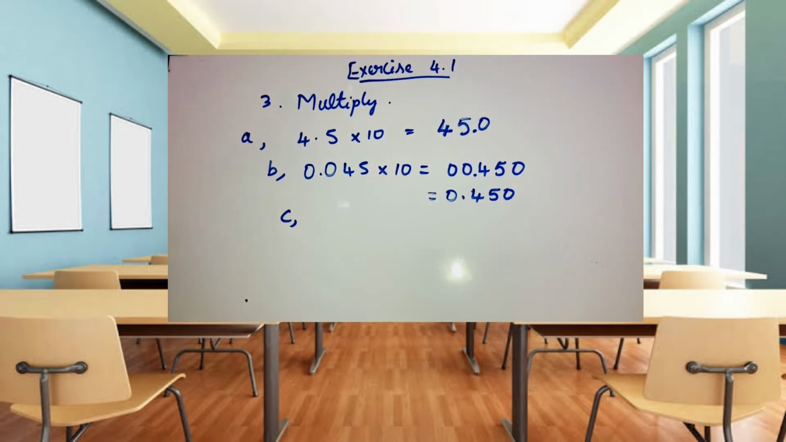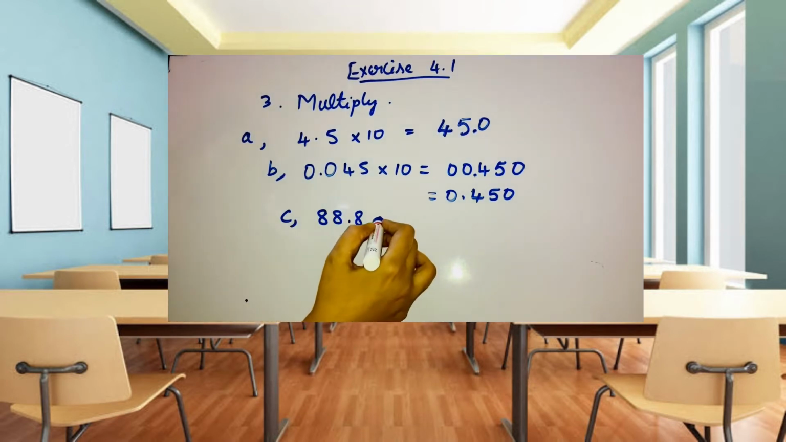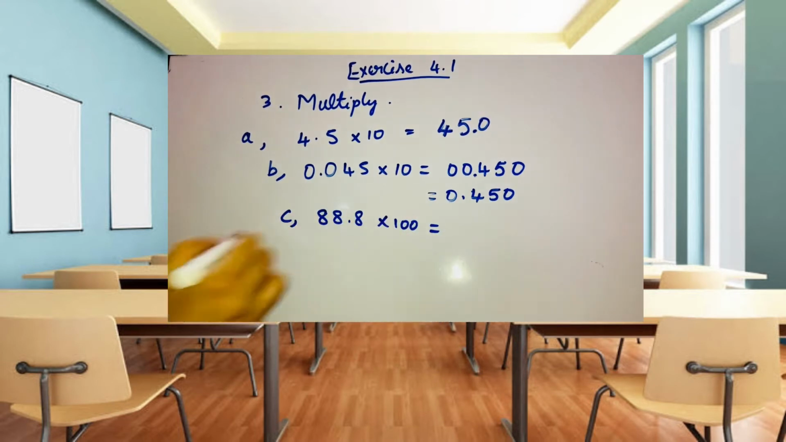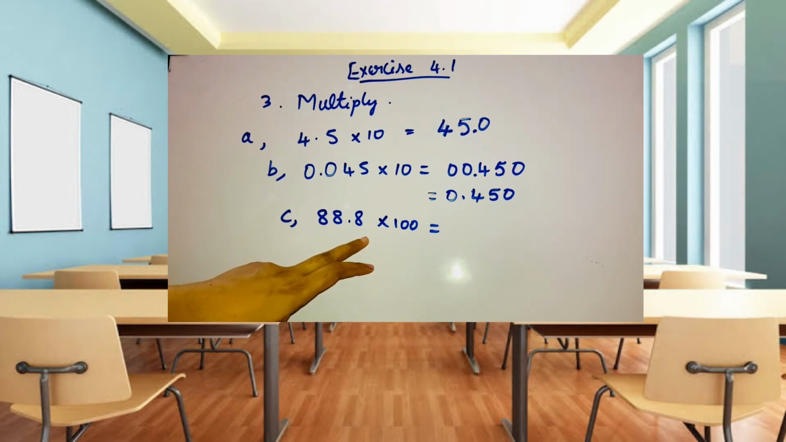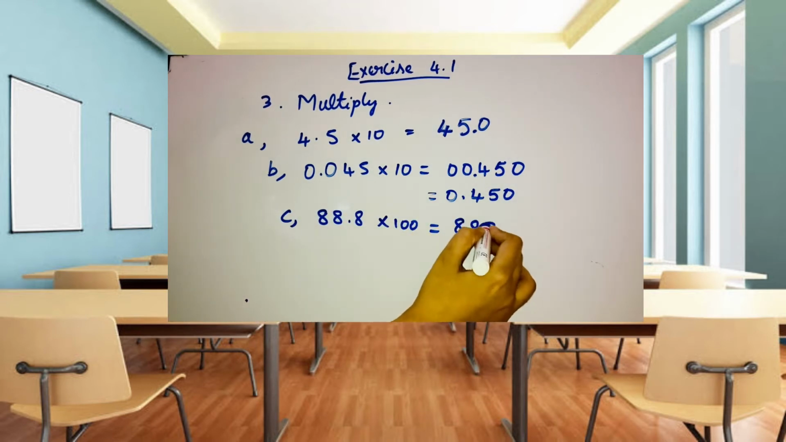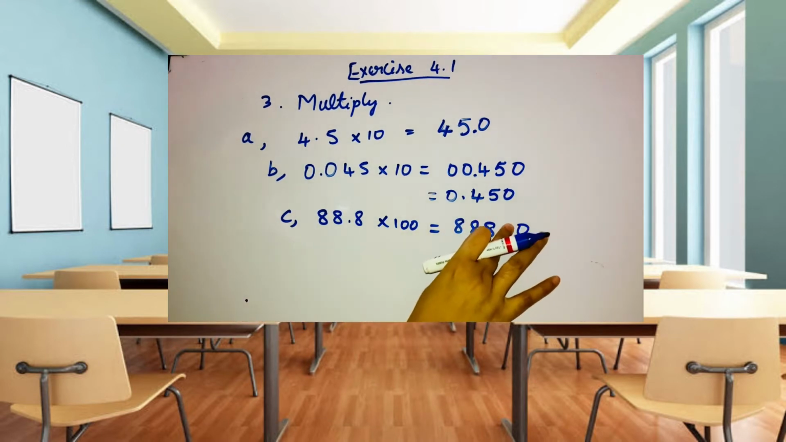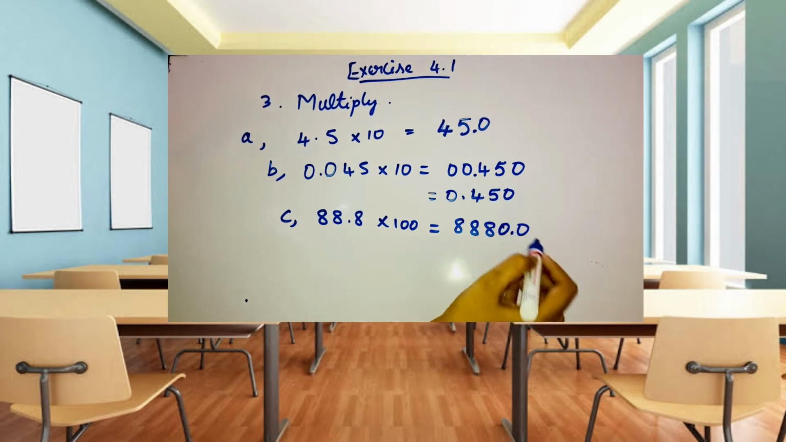Third sum: 88.8 into 100. Now when we multiply 888 into 100, we just need to add 2 zeros at the end. So the answer will be 88800. Here the decimal point is after one digit. So the answer will be 8880.0.